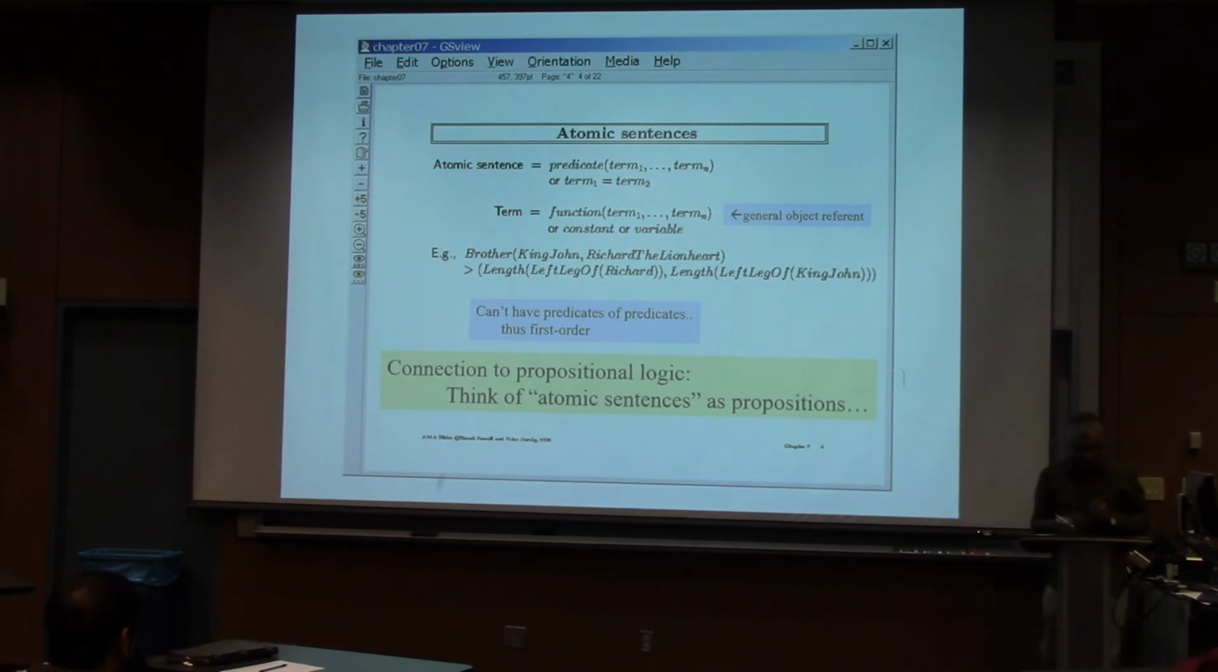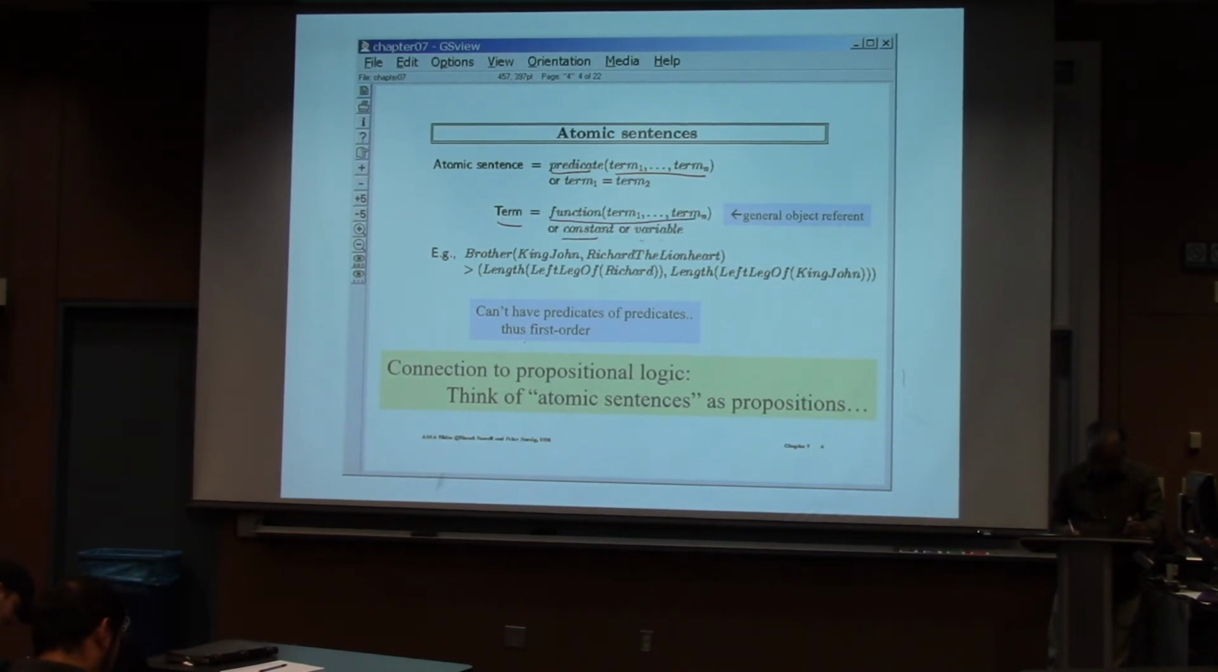So, we start by building up syntax by talking about first atomic sentences. Okay? An atomic sentence, as I said, is a predicate of terms. That's it. An atomic sentence is a predicate of terms. And a term is either a function of terms, or a constant, or a variable.